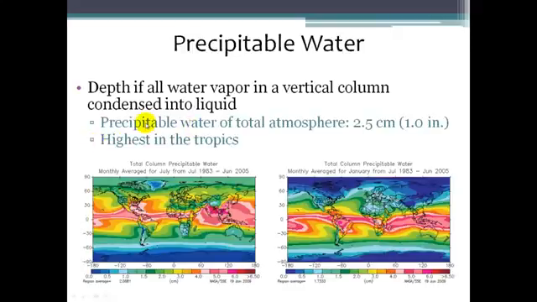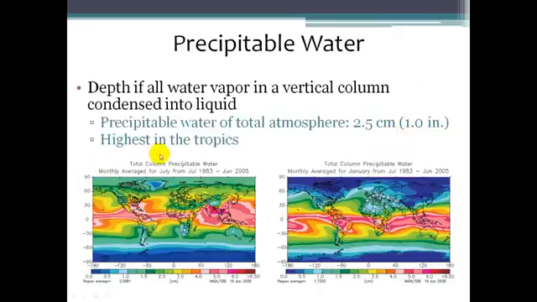So the total precipitable water for the whole atmosphere is 2.5 centimeters, or 1 inch. That's for the whole world. So if you could take all of the water vapor of the atmosphere and bring it down to Earth as water, it would cover the whole Earth in 1 inch of water.